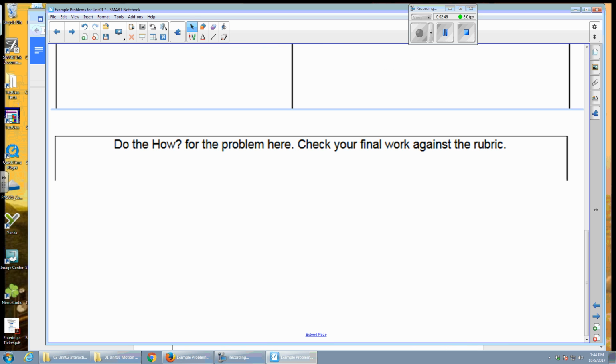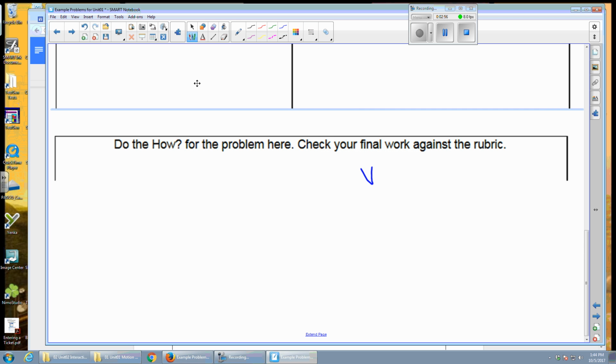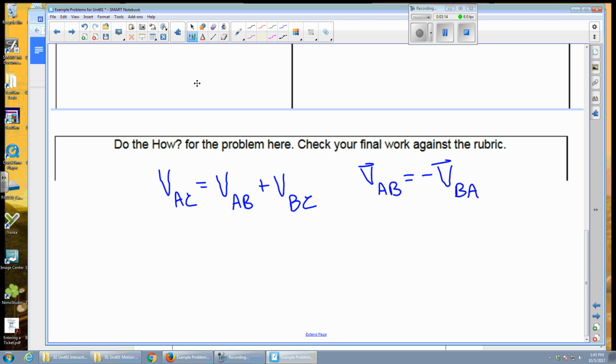Then I need to start with valid physics equations. So let's see. Relative motion: VAB equals negative VBA, and VAC equals VAB plus VBC. Those are right directly from our equation sheet. And where can you get this? Yeah, you always have an equation sheet, no matter what.